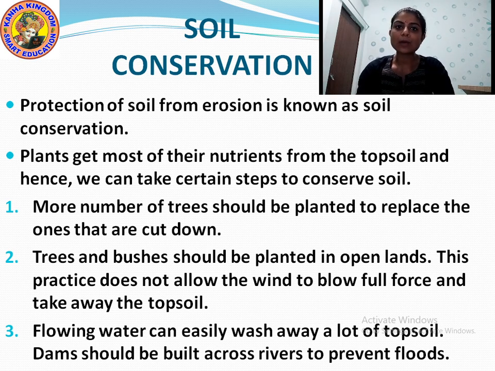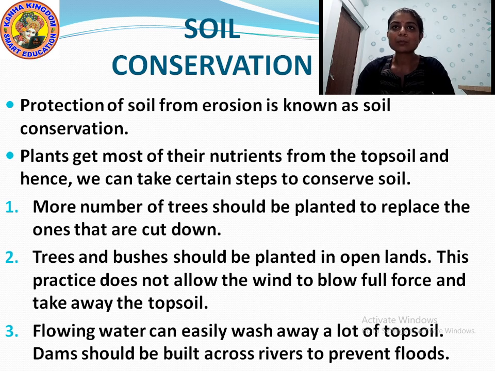Yes or no? And when the top layer of the soil is eroded, the infertility of the soil increases and the fertility of the soil decreases. That means the fertile soil where the plants can grow decreases, and the infertility of the soil increases. So to bring the infertility of the soil down, we conserve the soil. And how can we conserve the soil? There are different steps to conserve the soil.